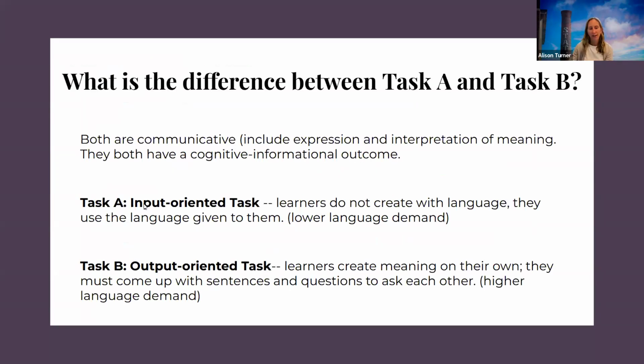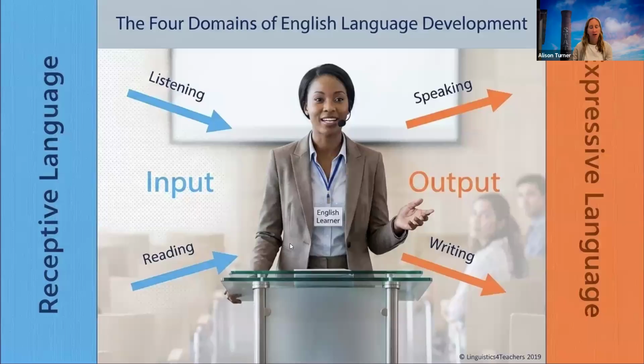Okay, we call these input-oriented tasks. Those are the ones with the lower language demand, where they're getting a lot of input, like they got those statements of things they did yesterday. They just have to make a check mark and understand them. They don't have to produce them. Versus output-oriented tasks, which have a higher language demand. Write down 10 things you did yesterday. Okay, that requires a lot of knowledge of vocabulary, grammar, a lot of things that you have to be able to express in your output.